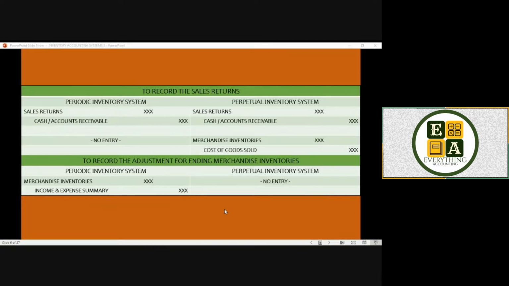So in a journal entry, nagre-recognize tayo ng debit to merchandise inventories to signify na yung balance na yan is the ending amount of inventories. Then credit tayo, close siya dun sa income and expense summary. Yung income and expense summary naman, temporary account siya. A temporary account under the income statement account, later on, i-close yan dun sa equity or capital accounts. Let's have an example.